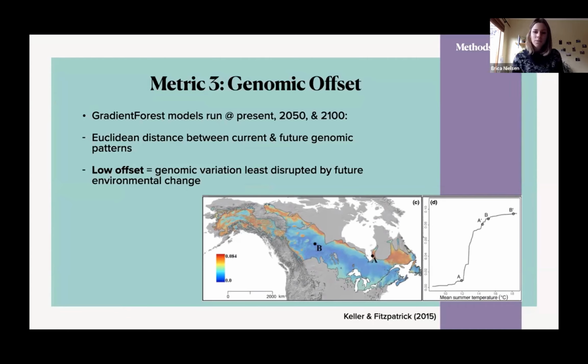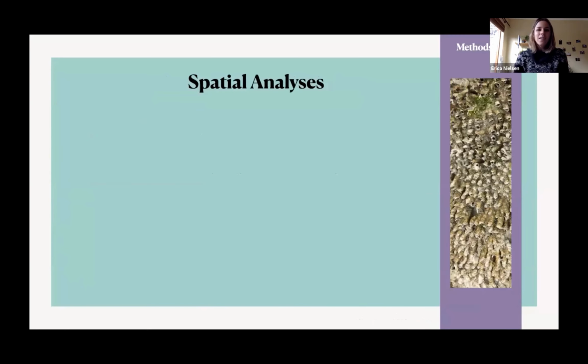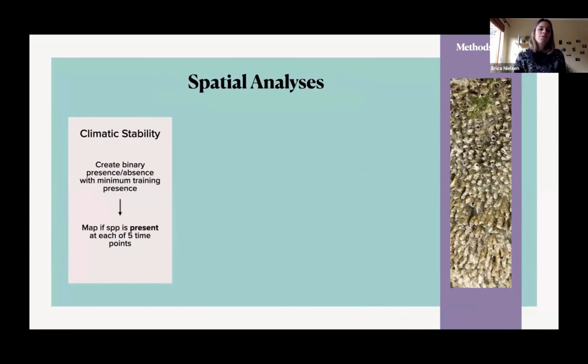Looking at the plot on the right, it sees the same environmental change as site A on the x-axis, but the genomic composition has to change much less, which is shown on the y. So here what we were looking for was to identify low offset populations, as they have to adapt less to track future environmental change. So finally, we had to map each of these metrics. To do that, we created binary presence-absence maps from the species distribution models, and then only mapped if the species was present at each of the 5 time points.